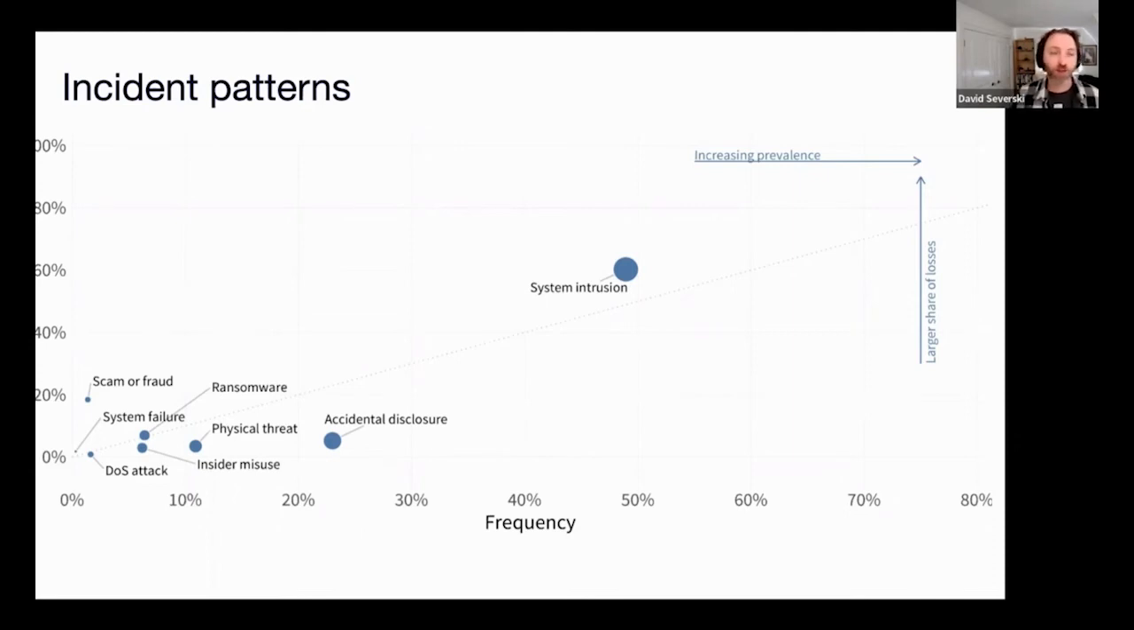System intrusion, so this is your typical hacking and malware style events, is a large proportion of the data set and actually costs much more than would be expected based on how often it occurs. Accidental disclosure, so these are the oopsie moments of bad publication, leaving systems exposed, et cetera, occurs less frequently and actually has a much lower financial impact. Also, you may notice down here this tiny little dot, relatively speaking: ransomware. Ransomware certainly gets lots of coverage out there, and it is certainly important, but it is not the most important thing in terms of how often it occurs and how costly it is.